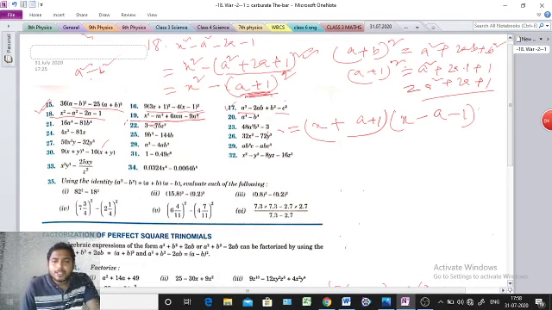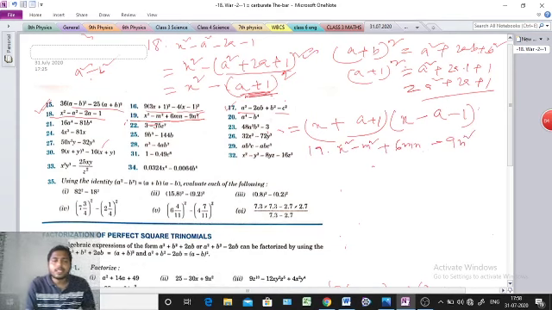Next question, question number 19. It is x square minus m square plus 6mn minus 9n square. This is the question. So what to do, sir?